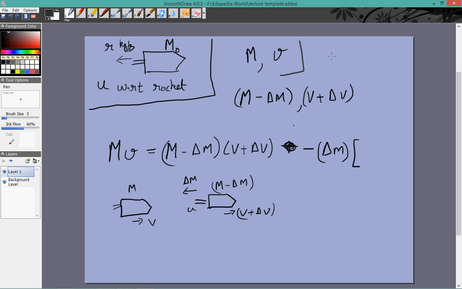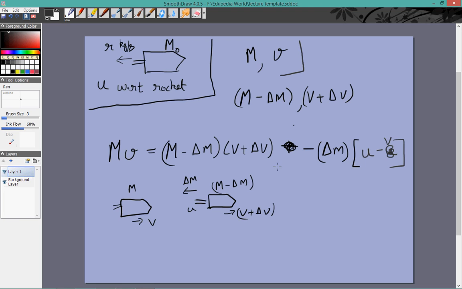So what I need now is the speed of the fuel with respect to the ground. The speed of the fuel with respect to the ground will be the speed of the fuel with respect to the rocket plus the speed of the rocket with respect to the ground. Sorry, instead of speed I should say velocity. So the velocity of the fuel with respect to the rocket is u, and the velocity of the rocket with respect to the ground is v towards the right. So it will give me u minus v. And this is the important, tricky part.